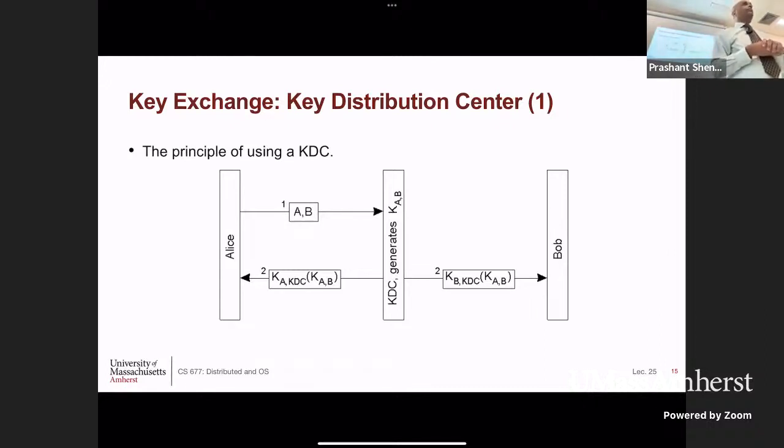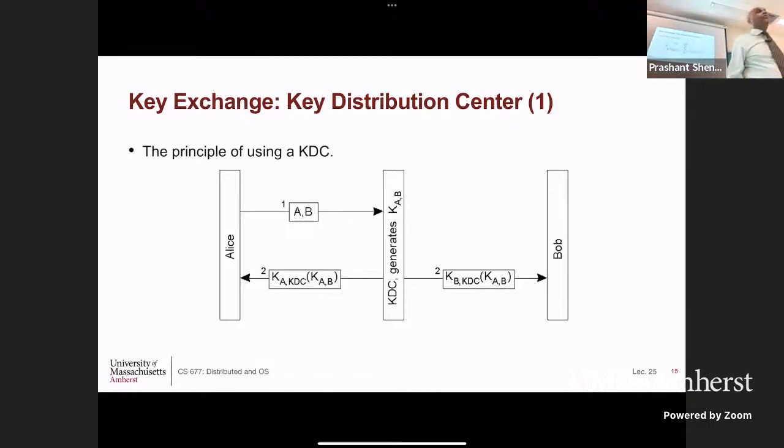Yes. The question is, will the original problem not be there, where how did Alice and the KDC generate that key securely in the first place? So that bootstrapping has to be done, and I'll come back to that in another slide. But they assume that the original bootstrapping requires that you physically go to some office, you stand in front of somebody and you exchange a key physically, and then you go. You cannot do that over the network because there is no way to secure that network.